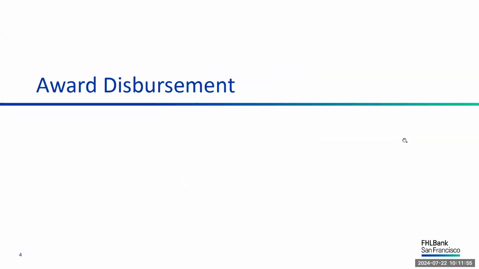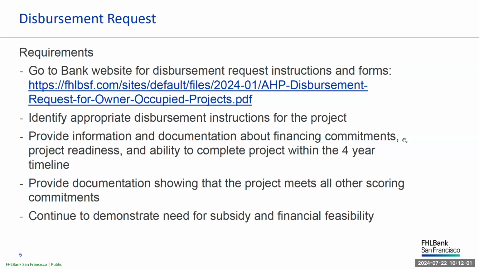Next, we will cover award disbursement. Specifically, disbursement requests. When you are ready to request disbursement of the AHP subsidy, visit our website and review disbursement request instructions. We aim to review disbursements within 45 days, but this processing depends on the complexity of the disbursement and the responsiveness of the sponsor and member to additional questions.